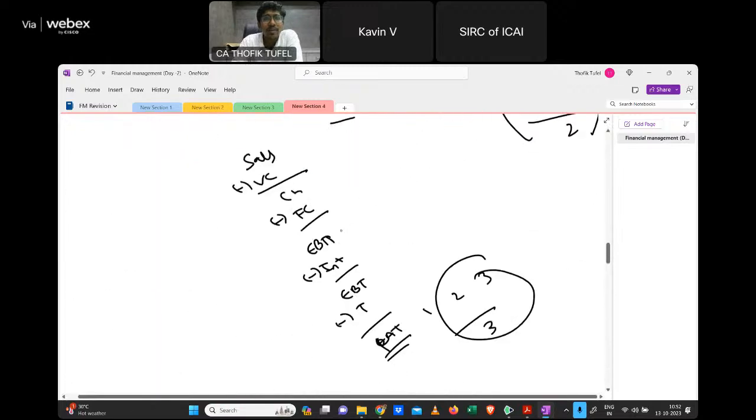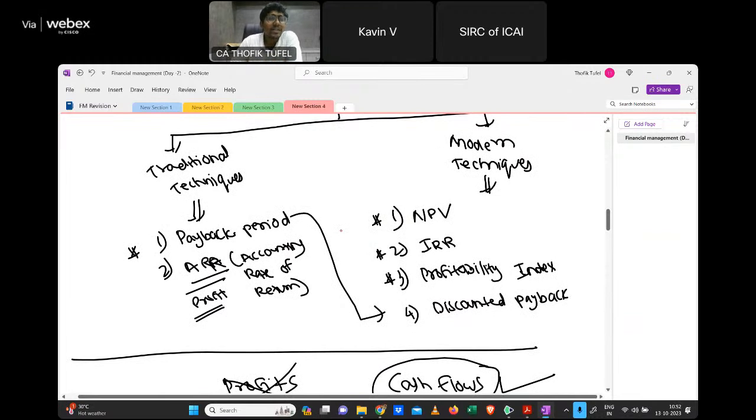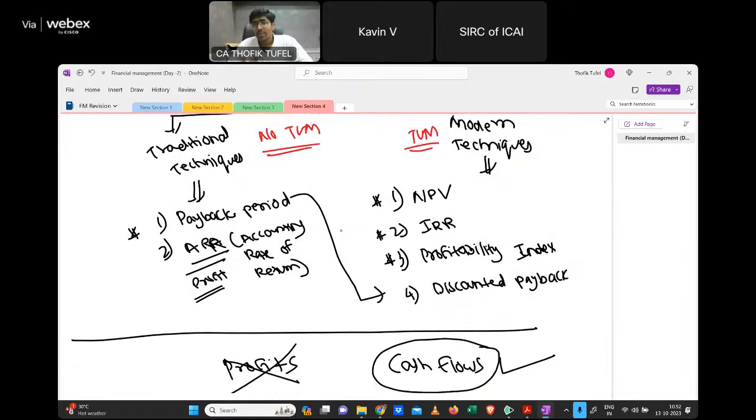The only difference why we are calling this the traditional method and why we are calling this the modern method is that in the traditional method, time value of money is ignored. In the traditional method, no time value of money concept is used. In modern techniques, the time value of money concept is used. That is why it is called traditional techniques, and this is called modern techniques. Now let us jump into modern techniques. This is very important.